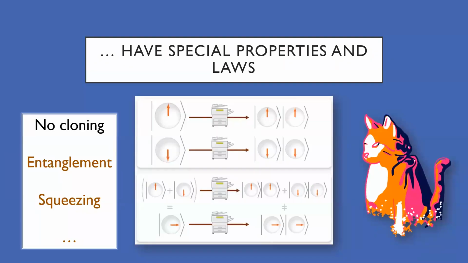A last property that I want to talk about is no cloning. Then there are many others like entanglement and squeezing, but let's finish with no cloning. So no cloning is another consequence of quantum superposition. So let's go back to our cat, which is dead and alive at the same time.